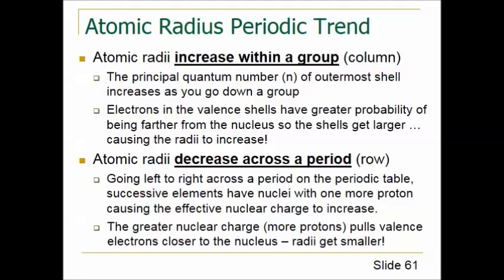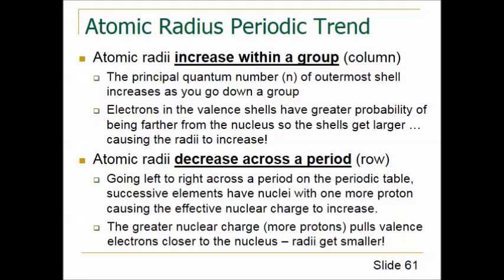In lithium's case, it's 2s1. Sodium ends in 3s1, and potassium ends in 4s1, etc. So as you go down that group, the principal quantum number, the value for n of the outermost energy level, increases. So n, the valence electrons, is found in level 1, 1s, then 2s, then 3s, etc.